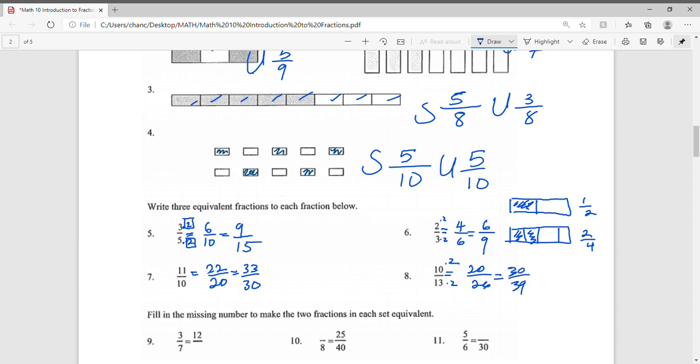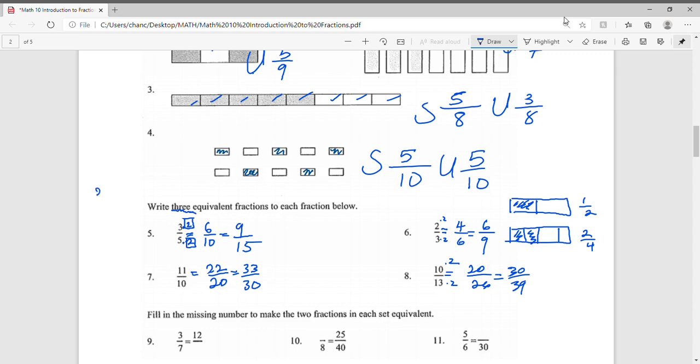So all of these are equivalent fractions to each other. You could multiply by any number that's equivalent to 1. Now in the direction it says write 3 equivalent fractions. I gave you 2 equivalent fractions. Please find the last equivalent fraction to 5, 6, 7, and 8 on your own. Just multiply by any fraction that's equivalent to 1.